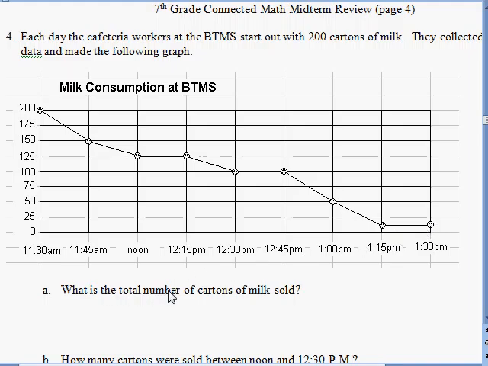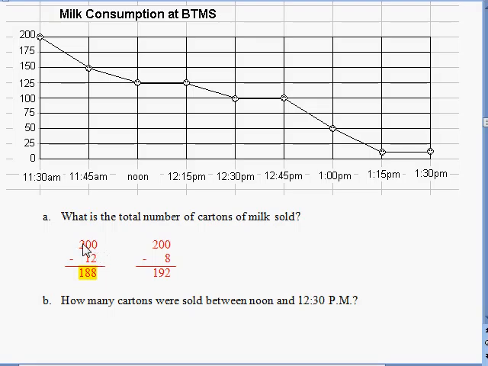But the question is, what is the total number of cartons of milk sold? If they started with 200 and they ended with 12, how many cartons of milk did they sell? So I have two different math problems here. They started with 200, they ended with 12, so over the course of the day they sold 188. If you said 8, it would be 192. The reason I put these two down here is anything in between these two answers here would be acceptable. I'm saying it's 12 by looking at the actual packet, the review packet. It looks like 12 to me, but it's close enough. But if you said this was 13, your answer would be wrong.